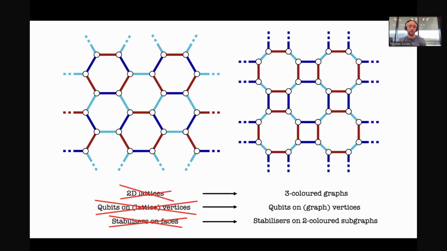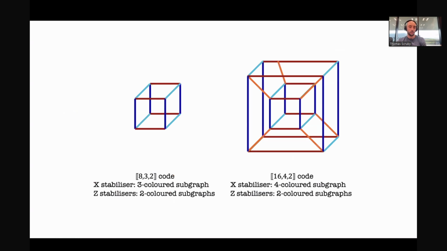So here are some higher dimensional examples. You can think of the 832 code as putting an X stabilizer on the unique 3-colored subgraph, which is just the whole graph, and then Z stabilizers on all of the 2-colored subgraphs. You can do the same going to the 4-dimensional version, the hypercubic color code. And you can see here the connection between the number of colors and the dimension of the cell in the traditional picture of how you think about color codes.